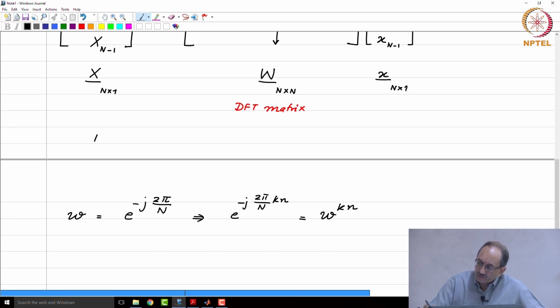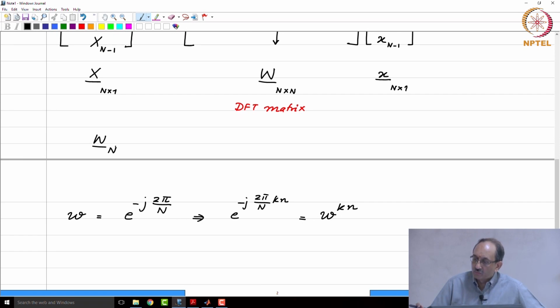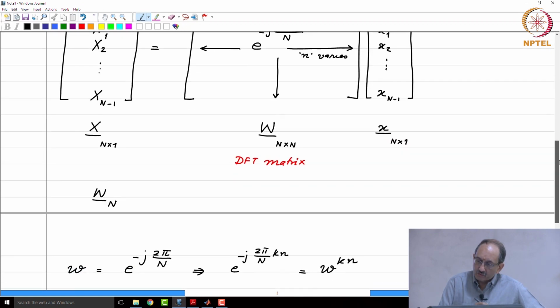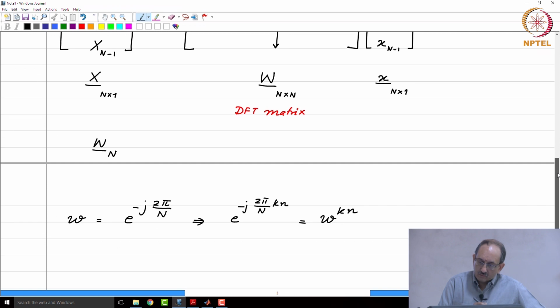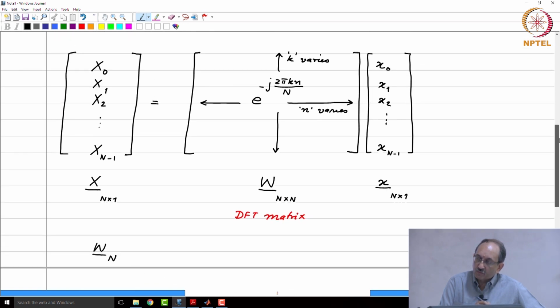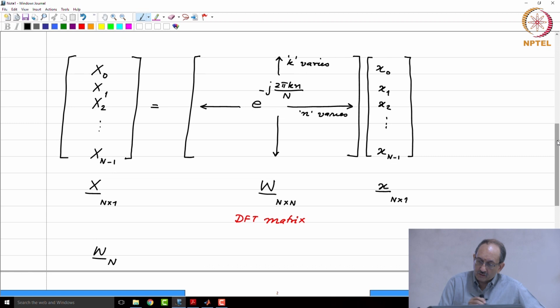Sometimes the DFT matrix is also denoted by W subscript capital N to make explicit its size. If the size is understood from the context, you can omit the subscript capital N. If you want to make the size explicit, you make the subscript explicit and show that it is of size capital N by capital N.